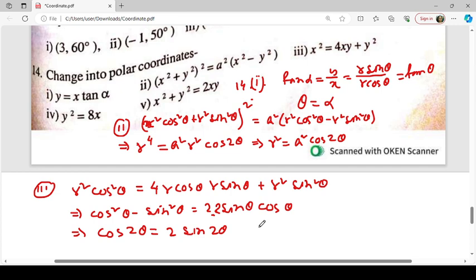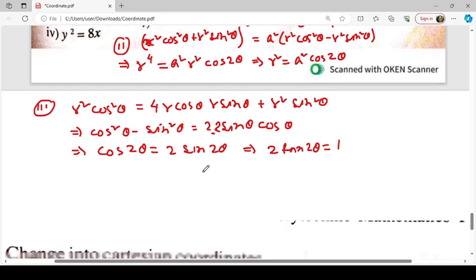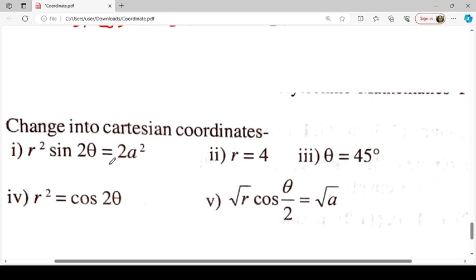No r is here. Or we can write tan 2θ is equal to 1/2. So this is the way to do this. Just write x is equal to r cos θ, y is equal to r sin θ, and we have this. Then this is changed into Cartesian coordinates.